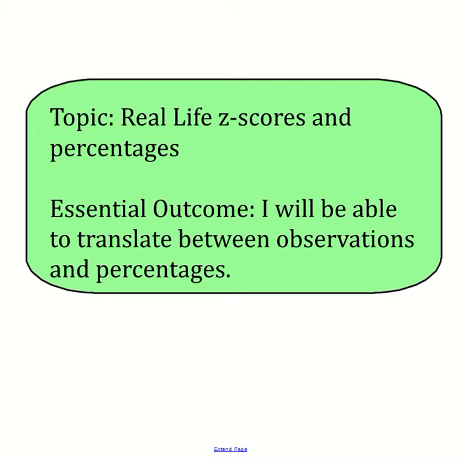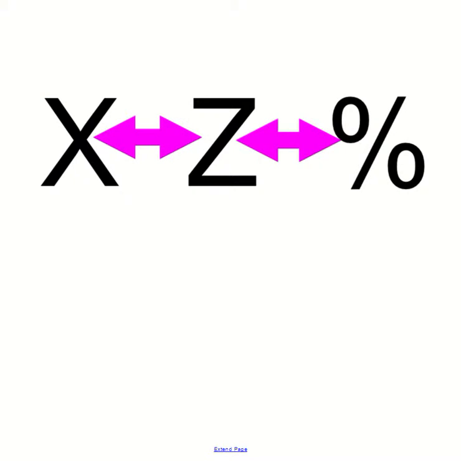Welcome to Lesson 8 of Chapter 3 of Probability and Statistics. Today, we're just going to put it all together. We're taking real-life z-scores and percentages. So our essential outcome for today is that you'll be able to translate between observations and percentages. Remember, sometimes we're given an x value, sometimes we're given the z-score, and sometimes we're given the percentile, and we can find any of these values. We just have to know the right formulas to use.